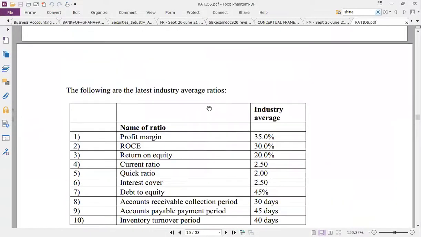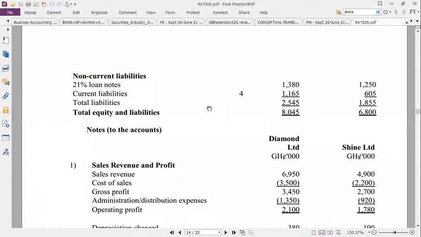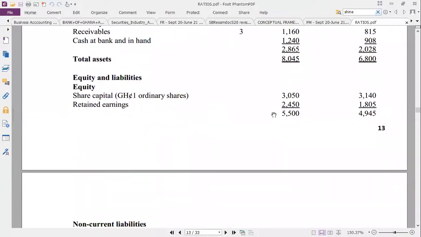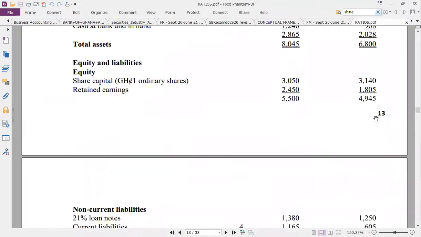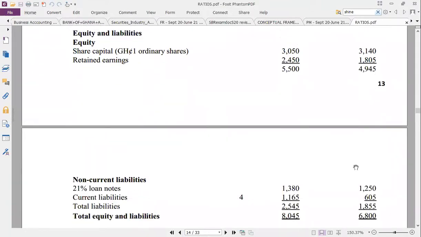So where is the equity? Equity, where are you? Equity is the combination of these, making 5,500. 4,945. Good, that's equity. The non-current liability is only 1,380 over here. So 5,500 plus 1,380 times 100.